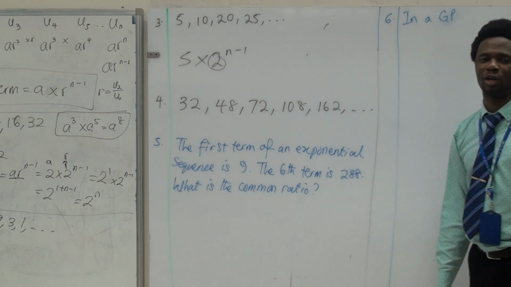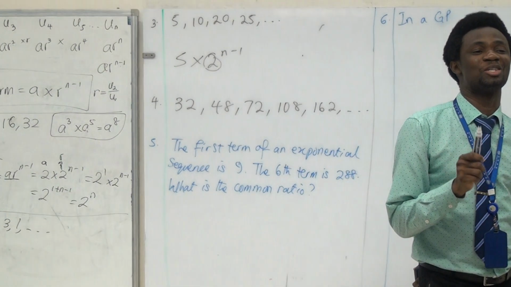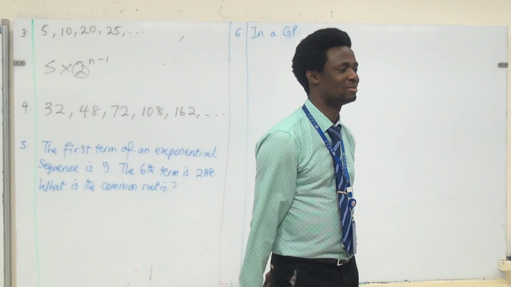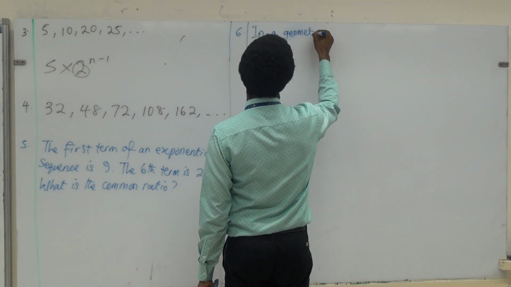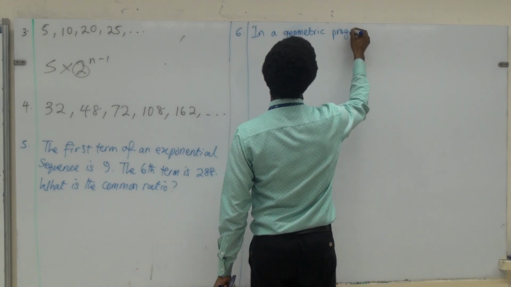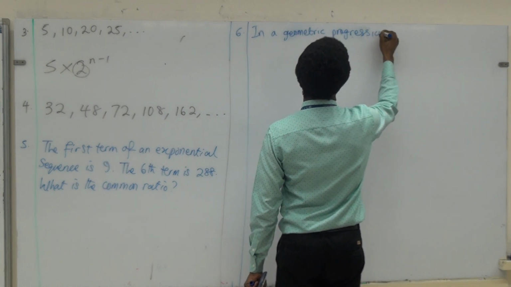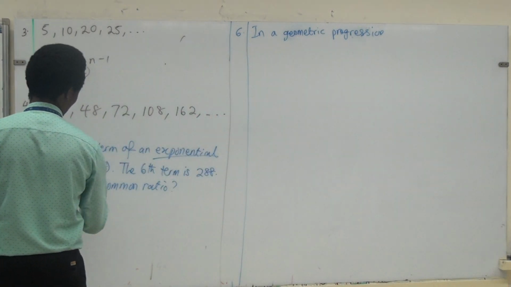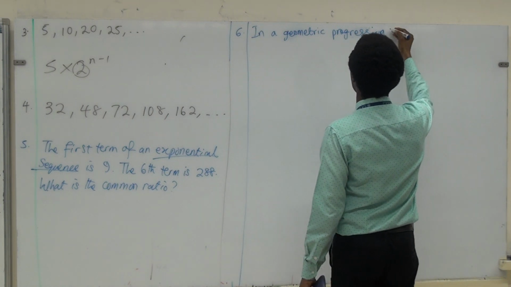When I write a GP, what does it mean? This is not growing population. Geometric progression. You know what that means? It's the same as exponential sequence. We call it GP, geometric progression, or geometric sequence.